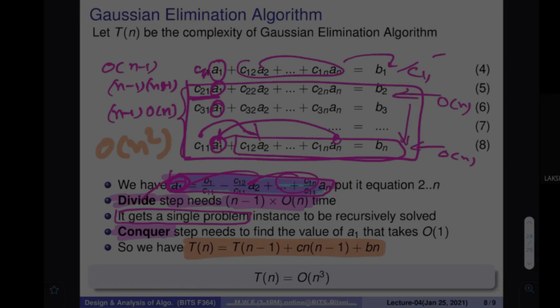After that, what would happen? The same problem would get generated. Same problem with the n minus 1 size is generated. Is it clear? Should I proceed? Okay, so I'm done.